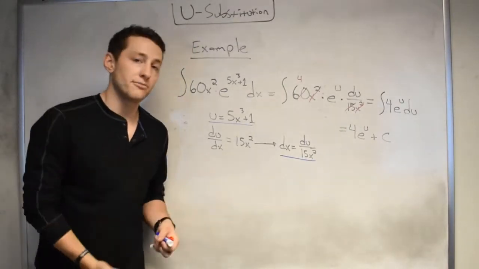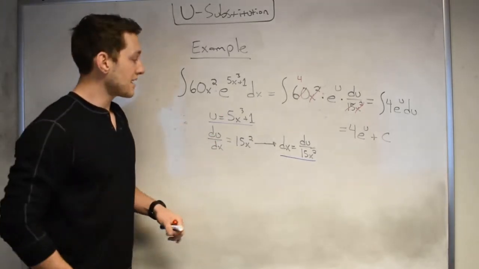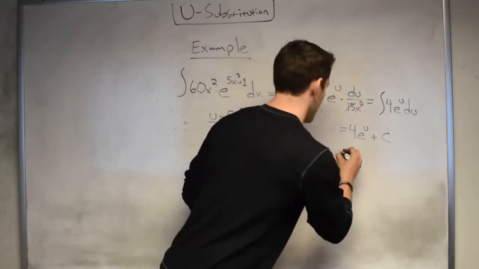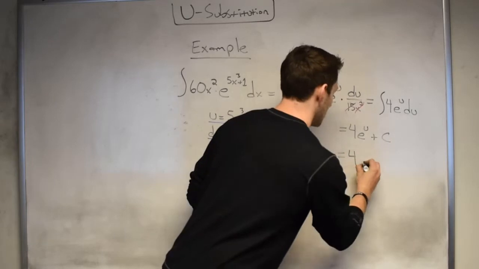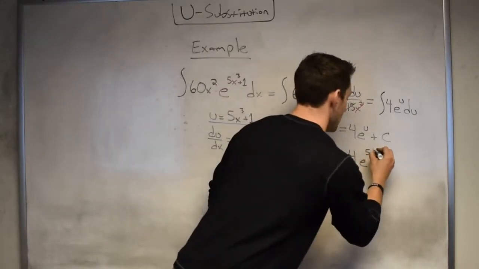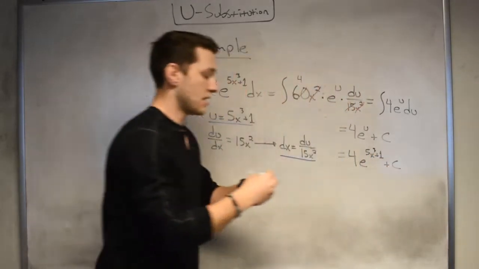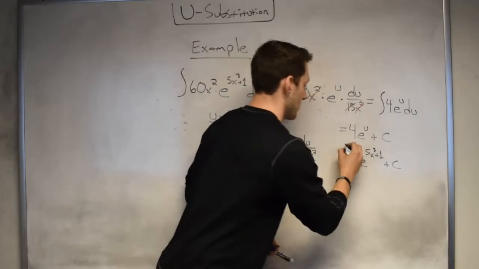Now it would be polite of me to get the answer back in the original language of the problem, so last but not least, I just sub in for u. 4 times e to the 5x cubed plus 1, plus c, will ultimately be our answer.